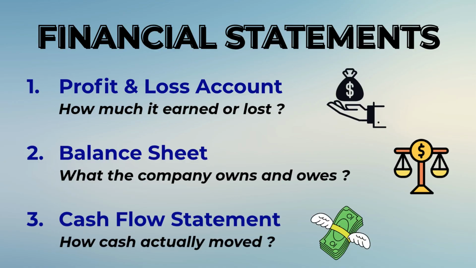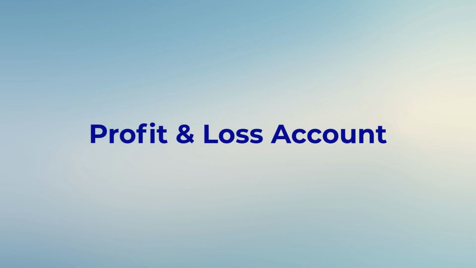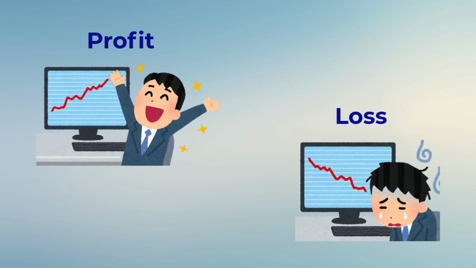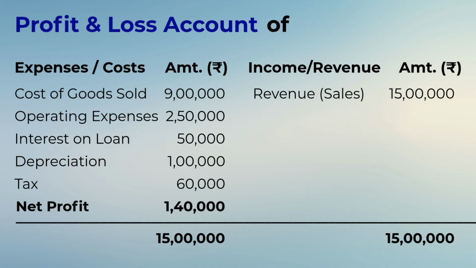Let's get some more information about these crucial statements, starting with the profit and loss account. A profit and loss account, also called an income statement, is a financial statement that shows a company's performance over a period of time, usually a year. It tells us whether the company made a profit or a loss during that period. Let's take a sample profit and loss account of ABC Limited.